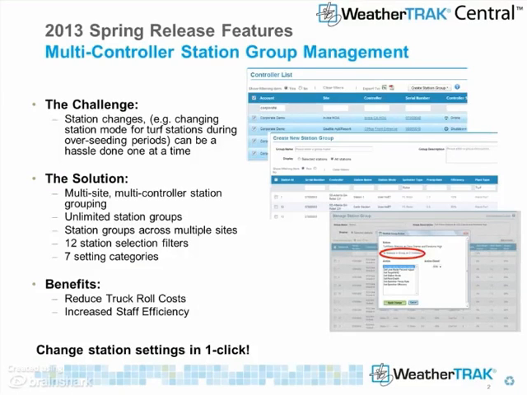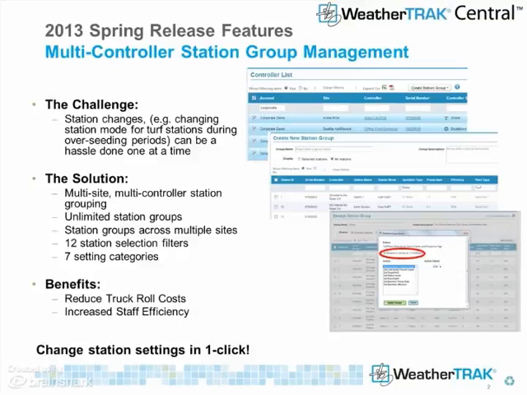This feature allows a user to create and make changes to a group of stations from any set of controllers in their WeatherTrack.net account. The best way to describe how this feature works is through an example. So, if it was time for overseeding, and you wanted to turn all of your cool season turf stations from fully automated to user mode, you would first go to the Manage page on WeatherTrack.net.